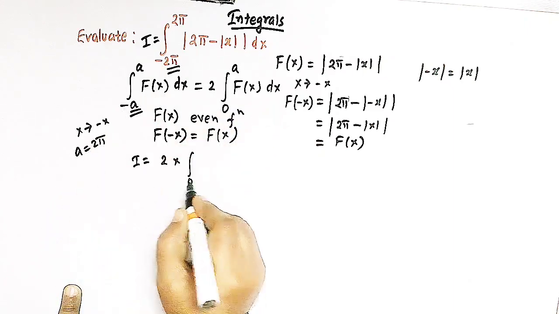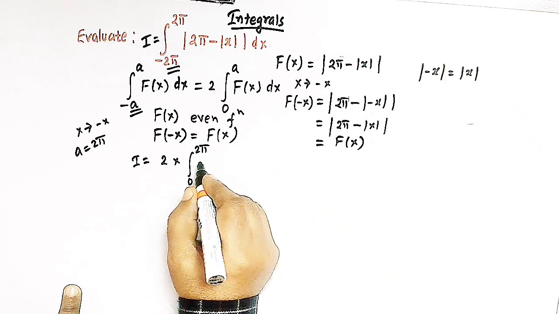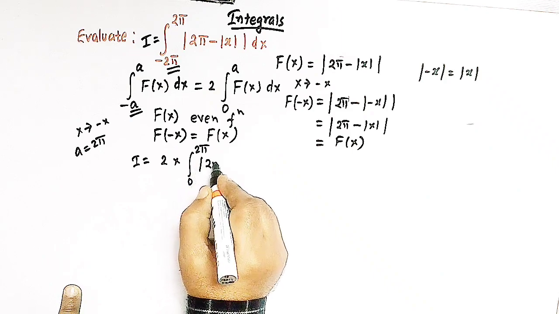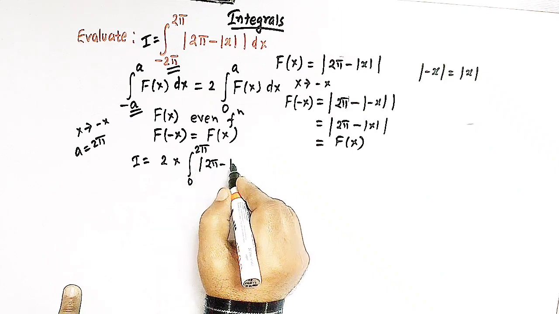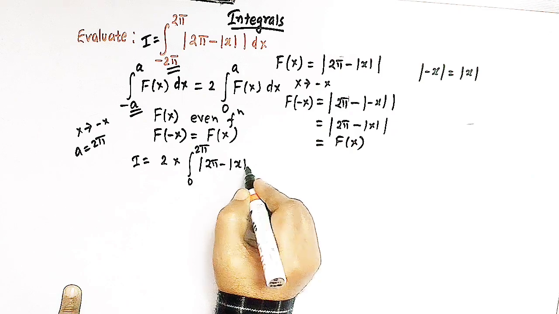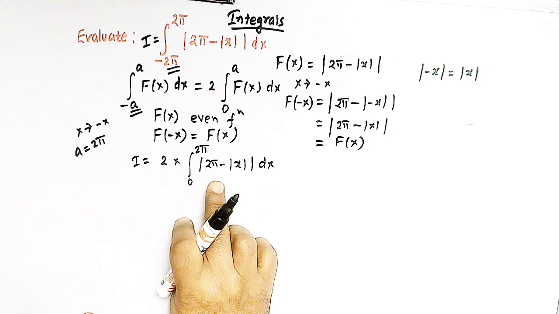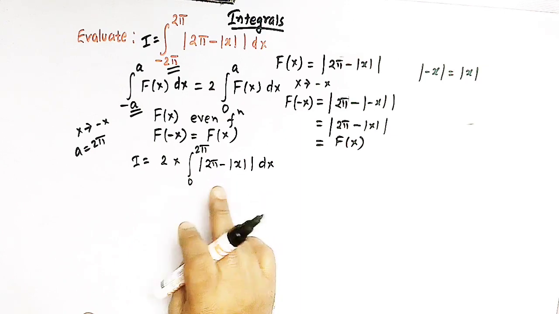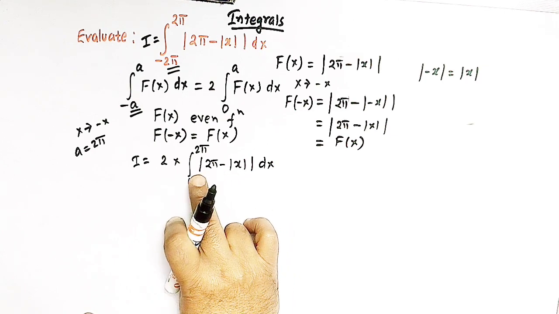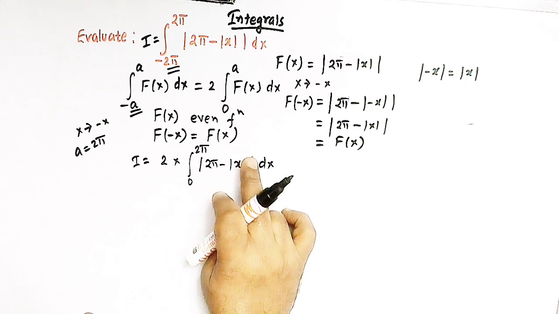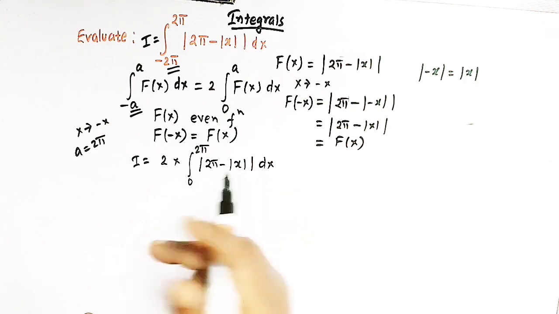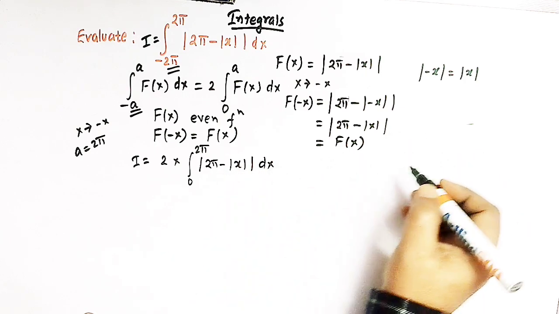So we have 0 to 2 pi, and here we have simply mod of 2 pi minus mod x dx. So now we have to evaluate this integral, right? And here we can see that we have mod of 2 pi minus mod of x, right? So let us apply the definition of mod function.